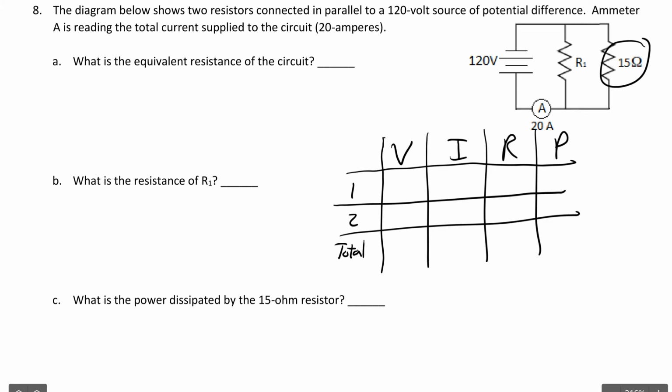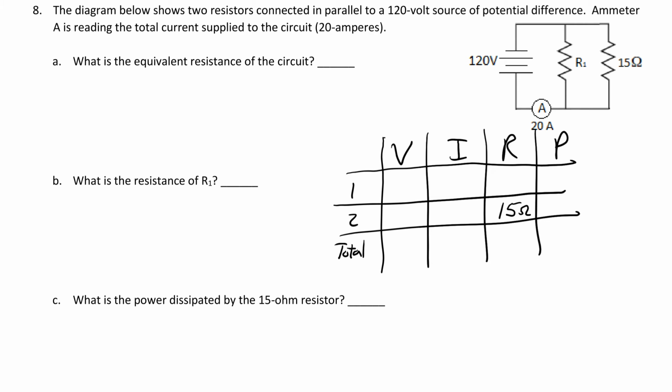So the first thing that jumps out to me is I want to look at the resistors. I don't know what the first resistor is, but I know that this is 15 ohms. And actually, part A is asking us for the total resistance, right? So we want to get that. Well, we don't have enough information right now in this column to get this answer. So we have to look elsewhere. What else do we know?